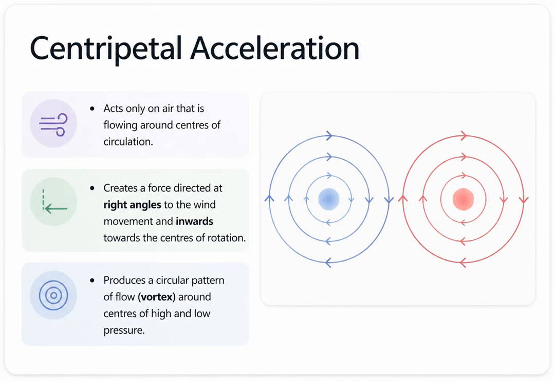The final factor is centripetal acceleration. When wind starts to curve around a pressure center due to the Coriolis effect, centripetal acceleration pulls the air inward toward the center of rotation. This inward pull balances the other forces and allows the wind to maintain a continuous, circular pattern of flow, creating the spinning vortexes we see in weather systems like cyclones.